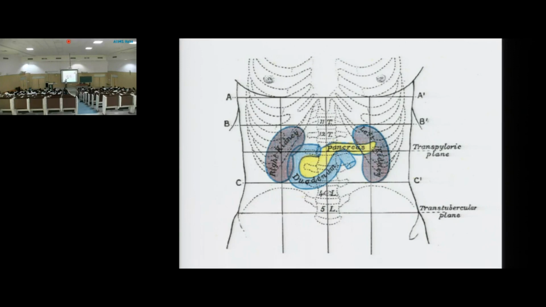If we draw two parallel lines, one along the neck and one 10 centimeters from it, the body of the pancreas extends along it, in the upper two-thirds of the transpyloric plane, from the lower border of L1 to the upper border of L3. Sorry, L3. That is the body.